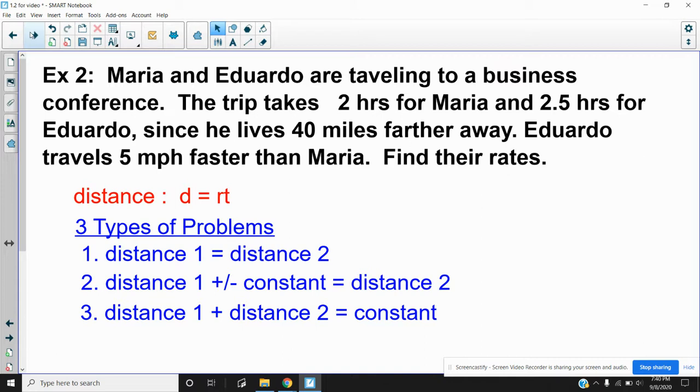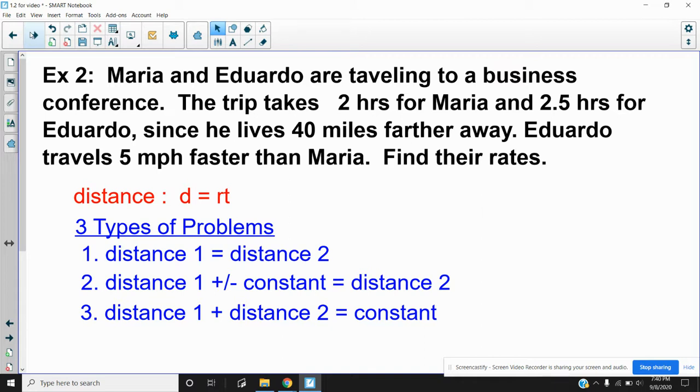A popular kind of problem has to do with a train or a plane leaving the same place but going in opposite directions. And probably the question would be, how long does it take for them to get, for example, 500 miles apart? So we would know their two distances would add up to the 500 miles.